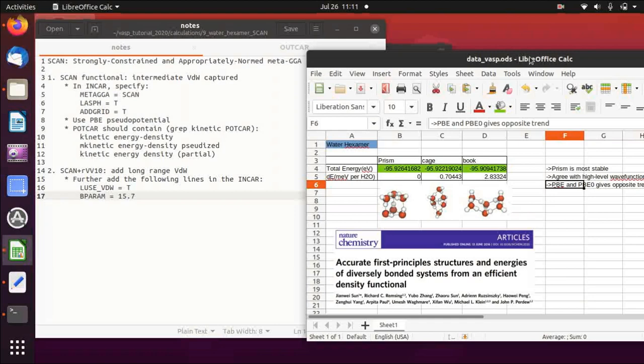Okay, so in this video, I've shown you how to do a calculation using the SCAN functional in VASP, and I've shown you the calculation of the prism structure of the water hexamer, and I've shown that the prism structure is the most stable structure in the water hexamer, which is in agreement with higher level wave function theory, which demonstrates that SCAN is a very precise method.